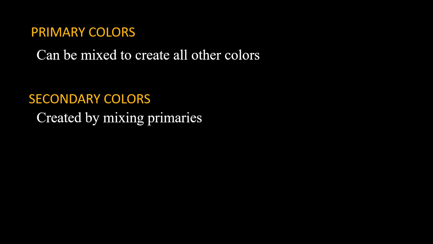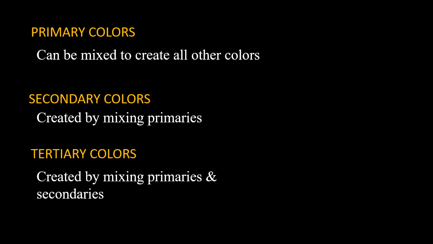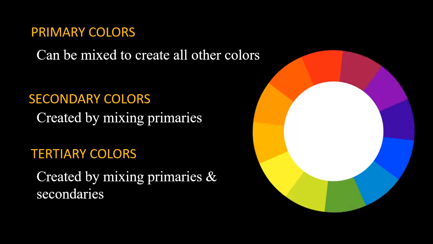To summarize color wheels, primary colors can be mixed to create all the other colors. Secondary colors are created by mixing primaries, and tertiary colors are created by mixing primaries and secondaries together.